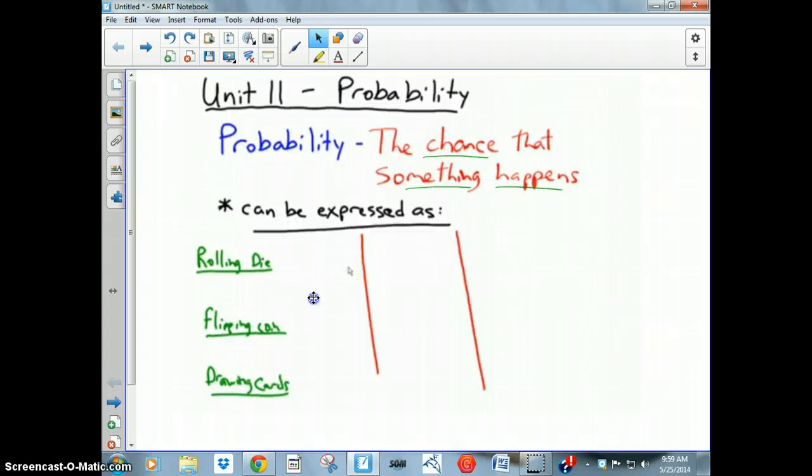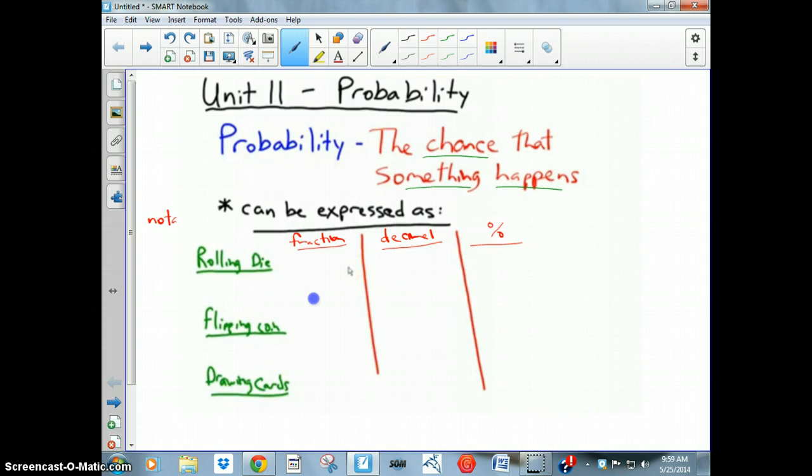Now, probability can be expressed in three ways. It can be expressed as a fraction, it can be expressed as a decimal, or it can be expressed as a percentage. And we're going to do three brief examples, and we're going to talk about notation, mathematical notation.